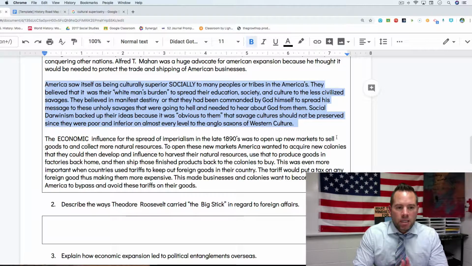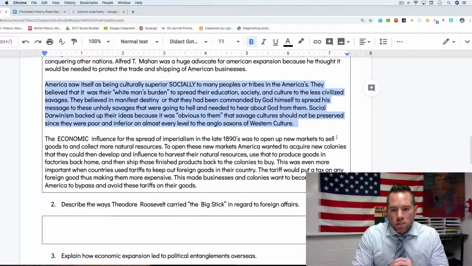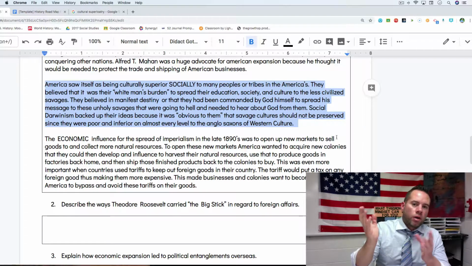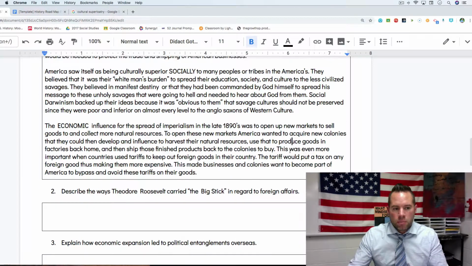Social Darwinism backed up their ideas because it was obvious to them that savage cultures should not be preserved, since they were poor and inferior on almost every level to the Anglo-Saxons of Western culture. Again, survival of the fittest. If these other cultures are below us, why should they survive? That's what the advocates of social Darwinism believed.